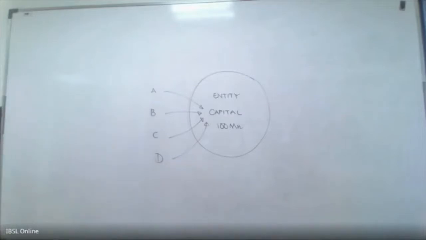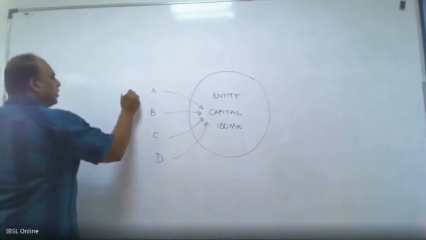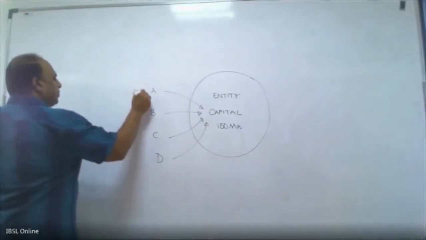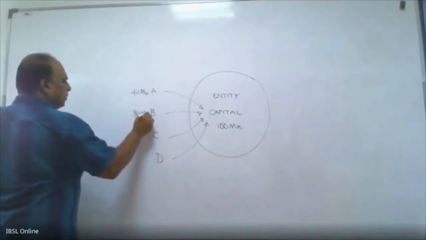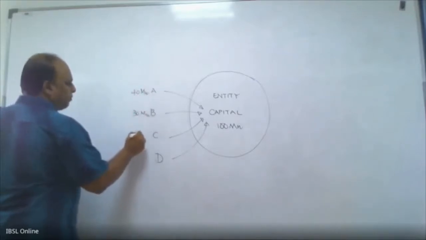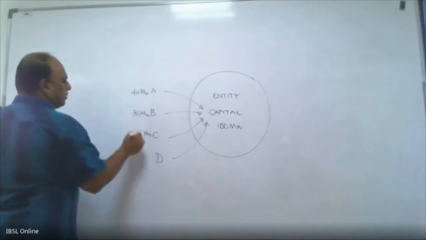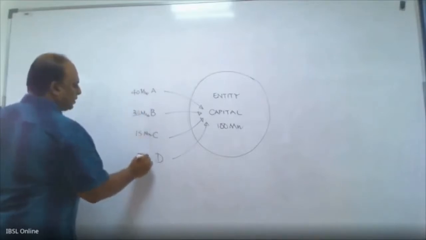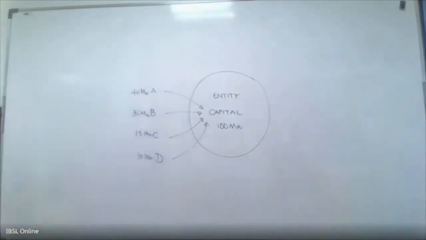They are going to do the funding. How are they going to do it? Let's say this person is going to give 40 million. This person is going to give 30 million. And 15 from this person. Let's say this is 35, 75, 90, and 10 million from this person. Okay, 75, 90, 100.